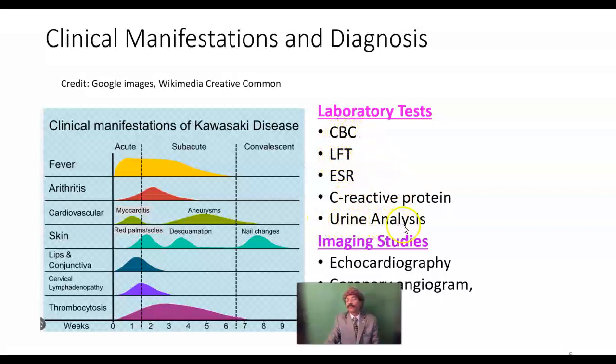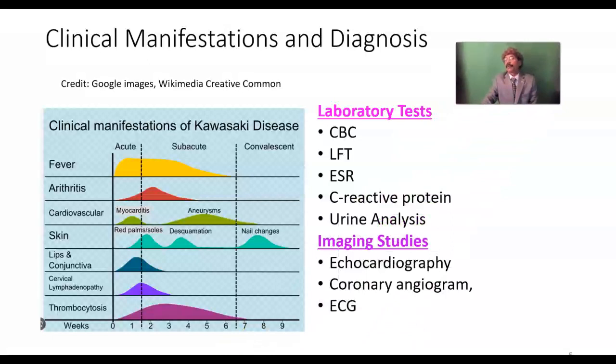Urine analysis shows sterile pyuria. There will be no inflammatory sign, but there may be leukocytes in the urine that will not cause any pus formation. That is the sterile pyuria, like that of the conjunctivitis. There is no pus in the conjunctiva, just irritation and redness of the conjunctiva. Imaging studies: echocardiography, coronary angiogram. There may be MRI, CT scan, and ECG. So these all are important. ECG, because there may be a chance of arrhythmia due to myocardial infarction. That may happen.